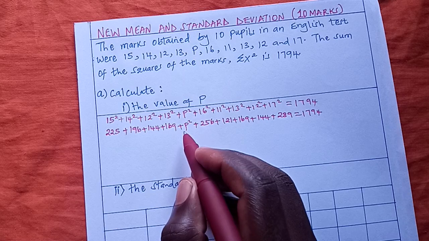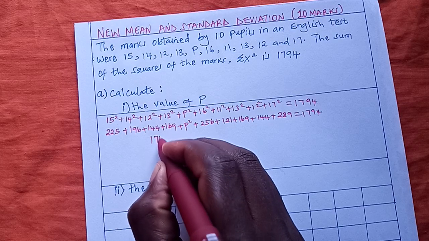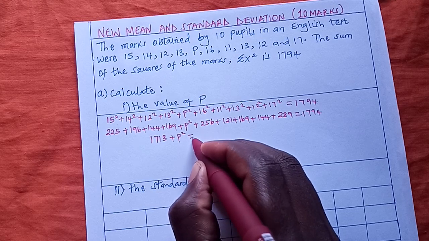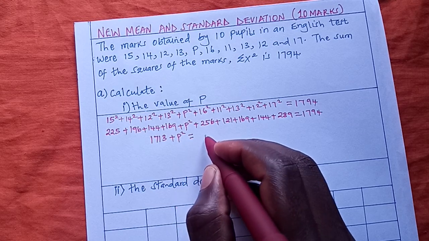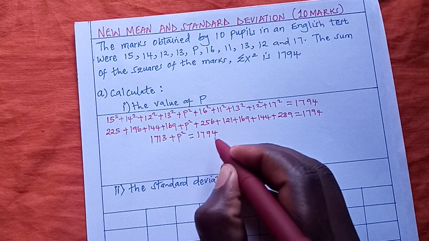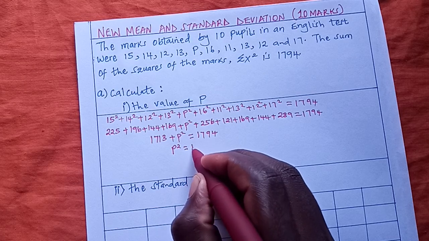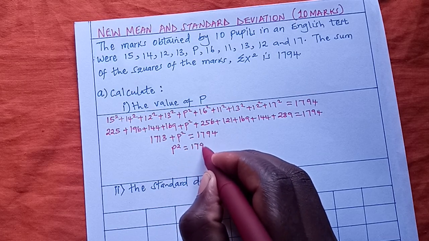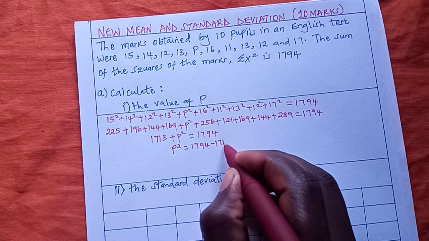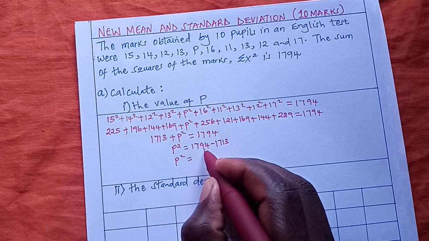If you get the total of these numbers and exclude the P squared, the total will give us 1,713 plus our P squared. Remember, we are interested in P, so P squared is equal to 1,794. We want to put like terms together, so P squared is equal to 1,794, and 1,713 crosses the equal sign and changes to negative 1,713.